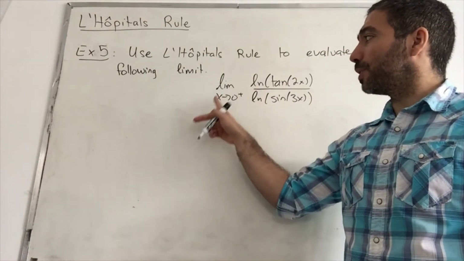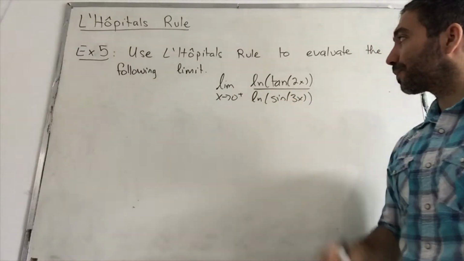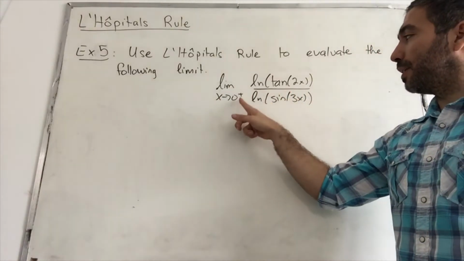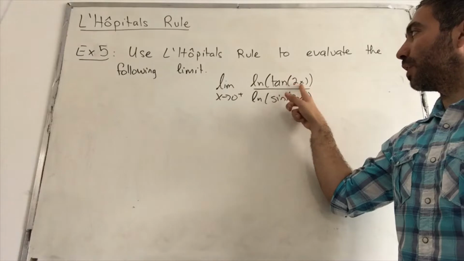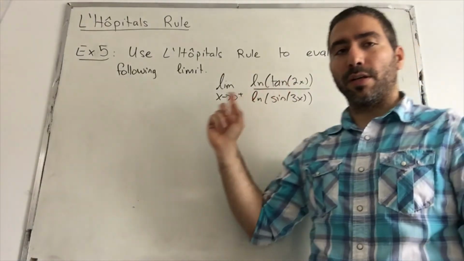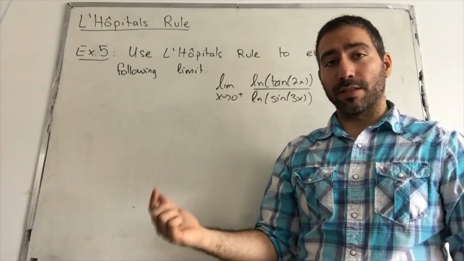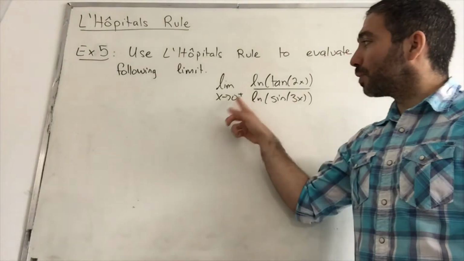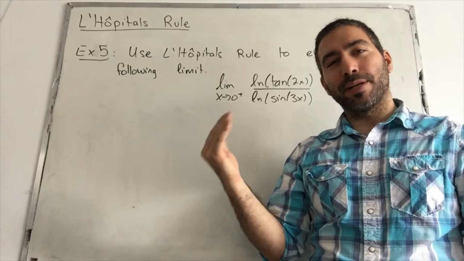So first we start off by replacing x with 0. And it's 0 from the positive side. So we have tan of 2 times 0. Tan of 0 is 0, but it's slightly to the right, so it's positive. And then we have ln of 0. So ln of 0 doesn't make sense. It's undefined. But since we're talking about 0 to the positive side, it's slightly bigger than 0, right?